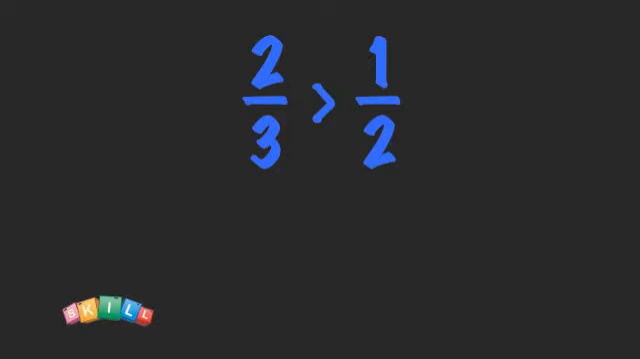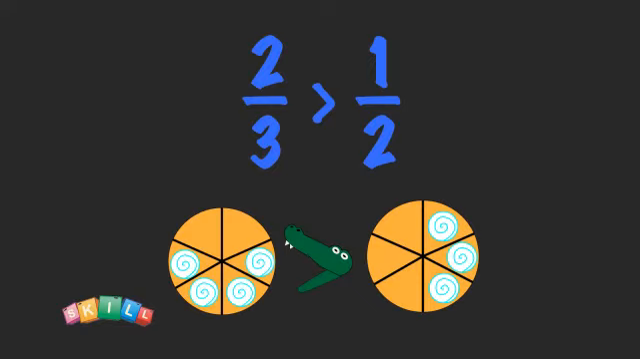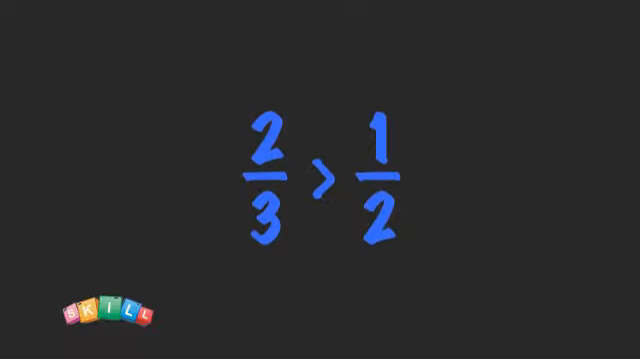Our symbol faces 2/3. Why? Pretend the symbol is a hungry alligator. He wants the greater pie. The alligator always wants to eat the bigger number. So because 1/2 is smaller than 2/3, the sign, or the alligator's mouth, opens up to 2/3 and has the point facing 1/2 because 2/3 is the bigger number. So 2/3 is greater than 1/2.